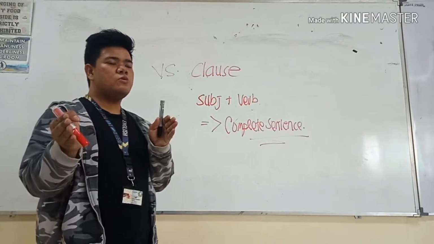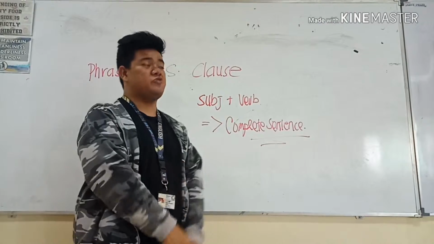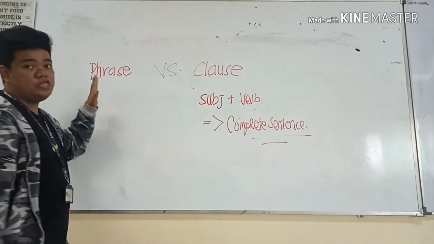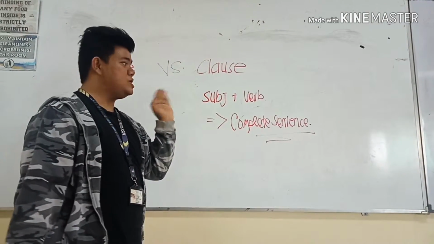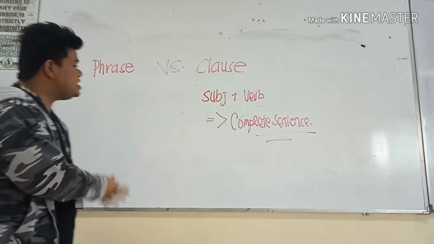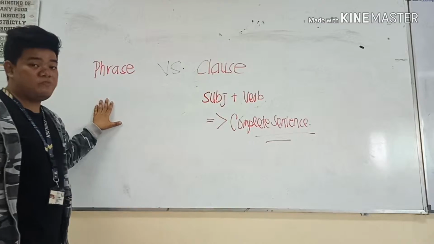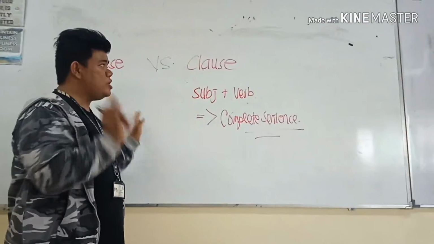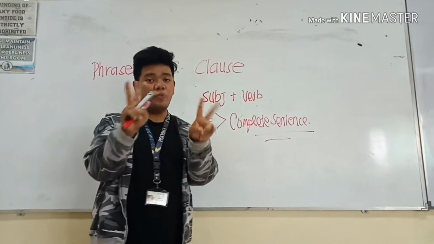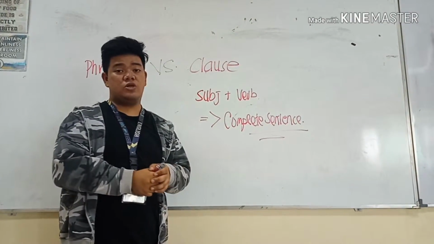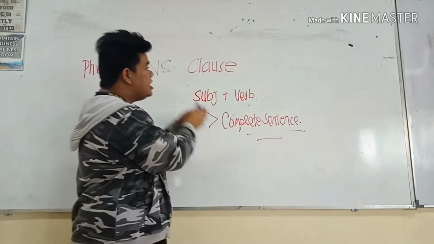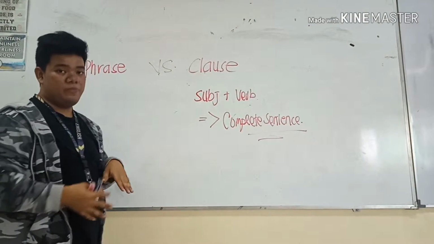To be clarified, in short, the difference between the phrase and the clause is that a phrase does not convey a complete sentence. But a clause always has a subject and a verb, which equals a complete sentence that the phrase does not have.